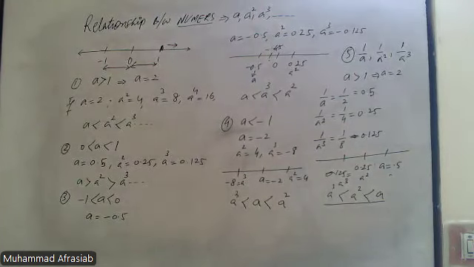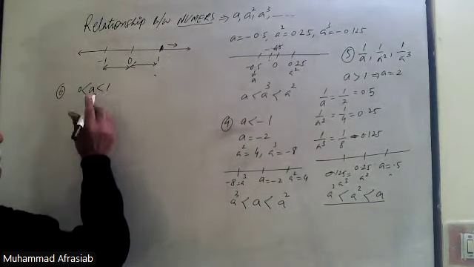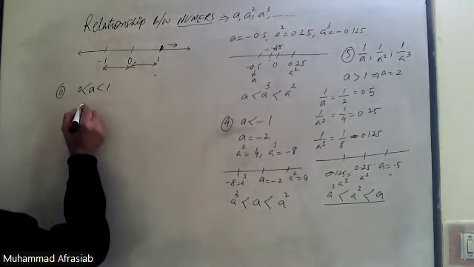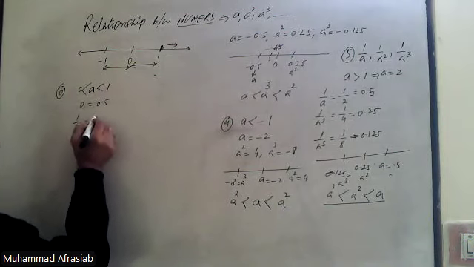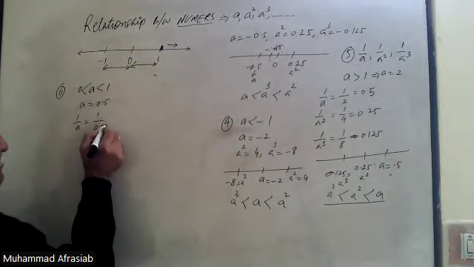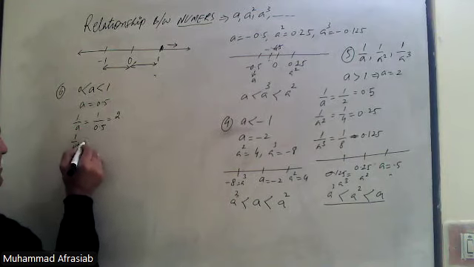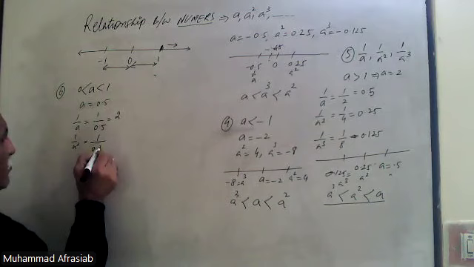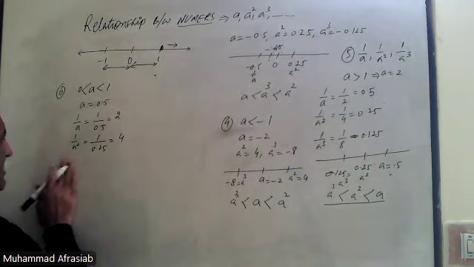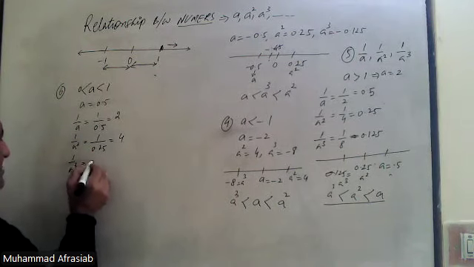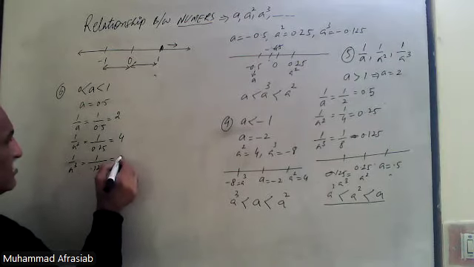Now the next part is when a is going to lie between 0 and 1. Let's say a is equal to 0.5, then 1 over a is equal to 1 over 0.5, which is equal to 2. 1 over a square is equal to 1 over 0.25, that is equal to 4. 1 over a cube is equal to 1 over 0.125, so that is equal to 8.